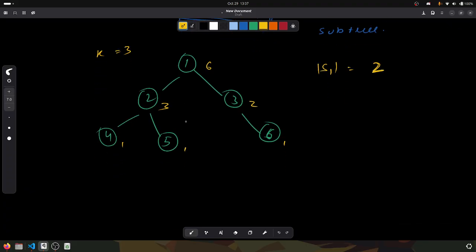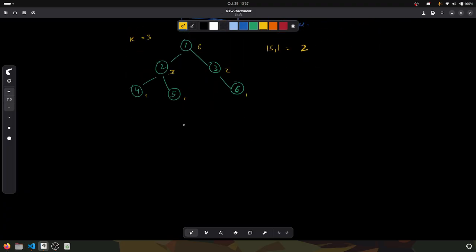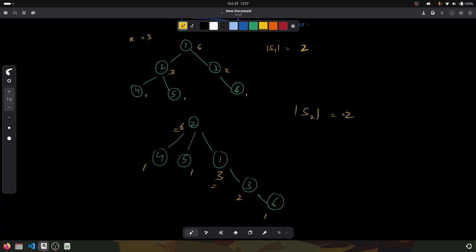So now let's find S2. Let's root the tree at 2, with children 4, 5 and 1, and then 1 has 3 and 3 has 6. Again let's write the number of elements in the subtree: 6, 1, 1, 3, 2, 1. So again 2 elements qualify, so S2 is also 2.